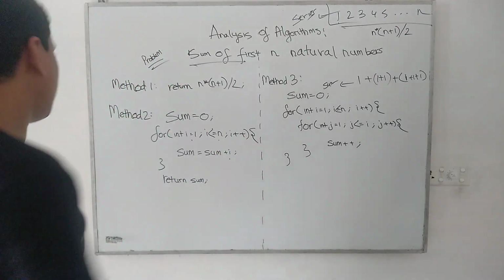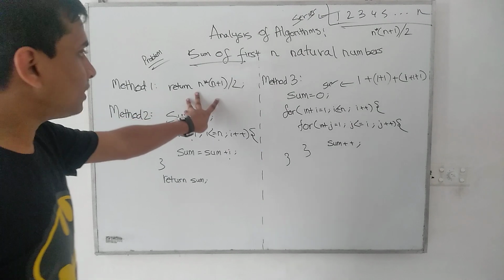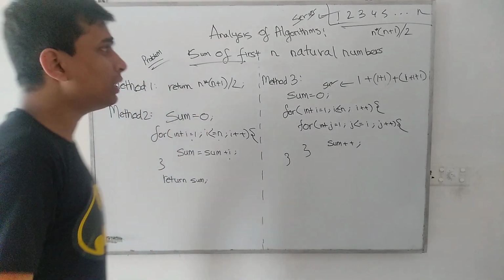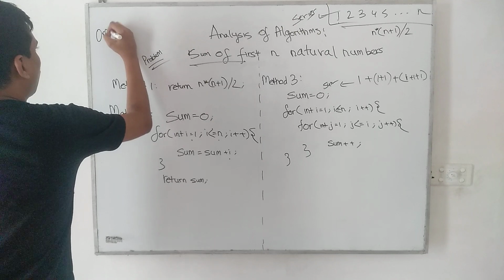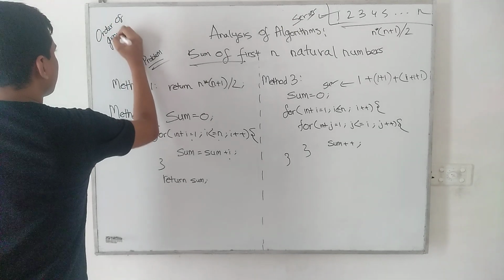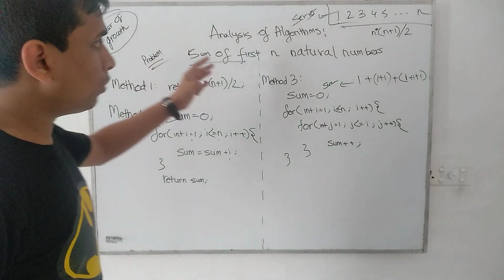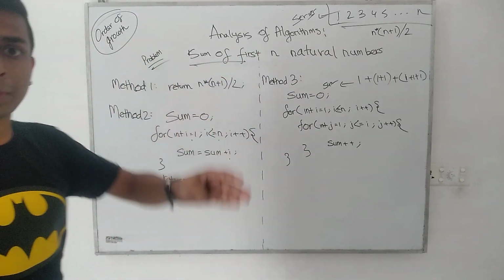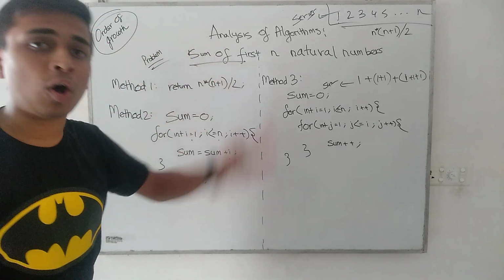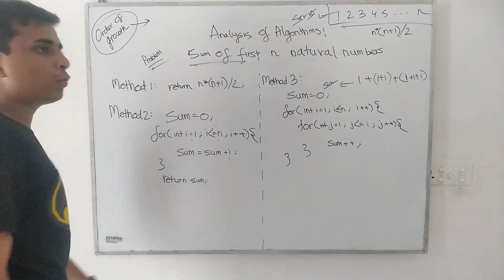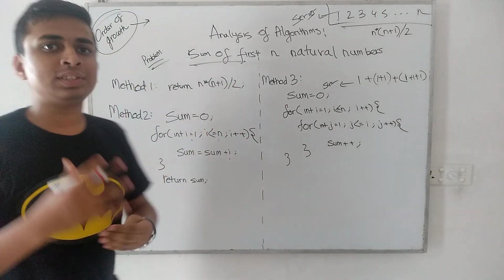For example, if you go to method 1, you could represent it as a constant. But before that, you need to know what order of growth is. This analysis is independent of the language and the hardware configuration, but it is dependent on the order of growth. What is order of growth? Order of growth is how your algorithm works when your input size varies.